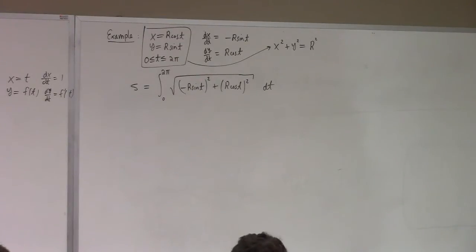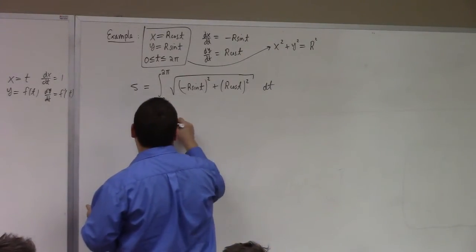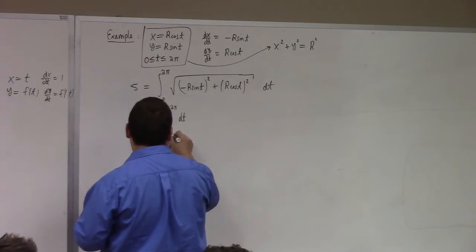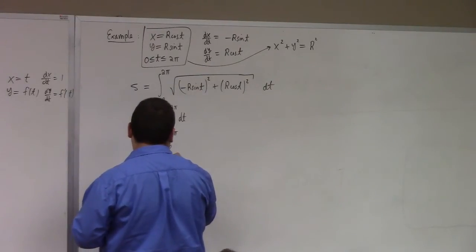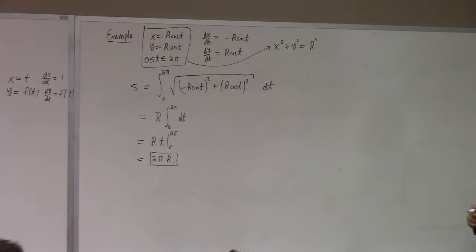What happens under the square root there? You've got r squared sine squared, r squared cosine squared. Sine squared plus cosine squared is what? 1. So this is actually just the integral of r dt, evaluated from 0 to 2 pi. There you go, 2 pi r. So there's the circumference of a circle from calculus. It's not that hard, really.